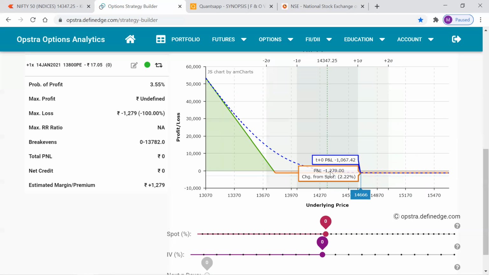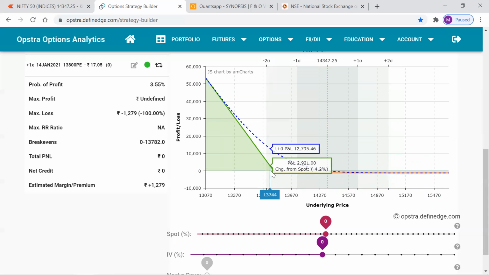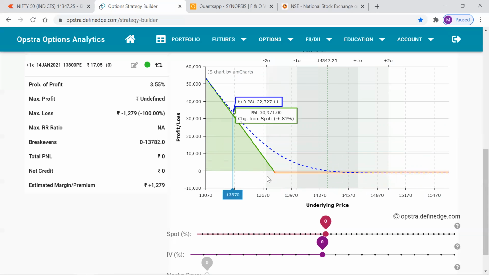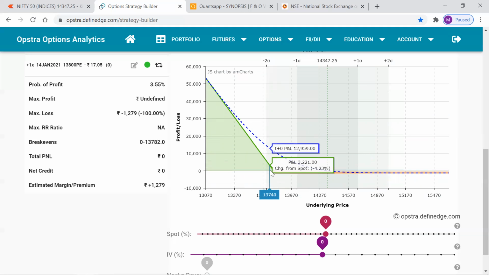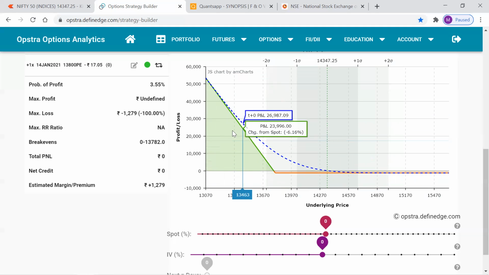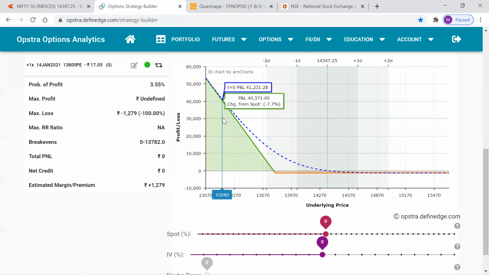So here your risk is limited if your view goes wrong, but if your view goes right, look at your profit potential. The more the fall, the more profits you get. If your view goes wrong, look at your risk. It's very limited. You'll be losing only 1,000. But if your view goes right, look how much you're going to gain. It's unlimited. So that's all about risk and reward.